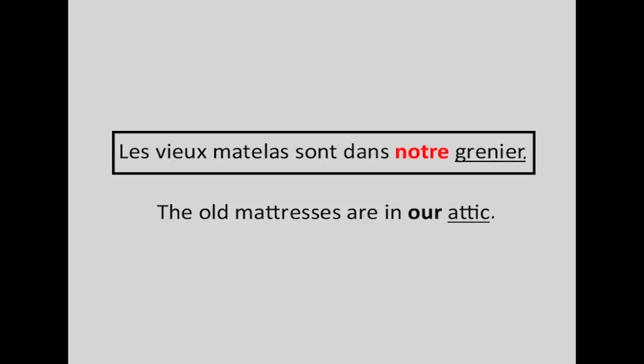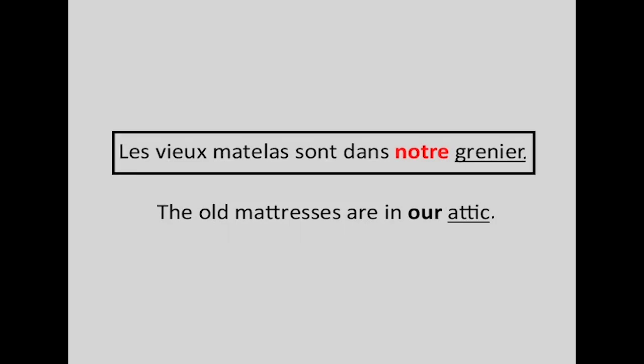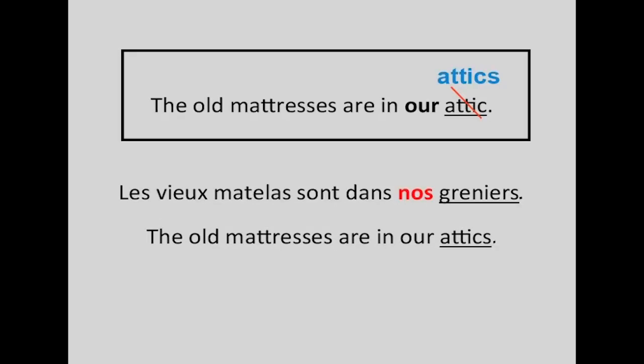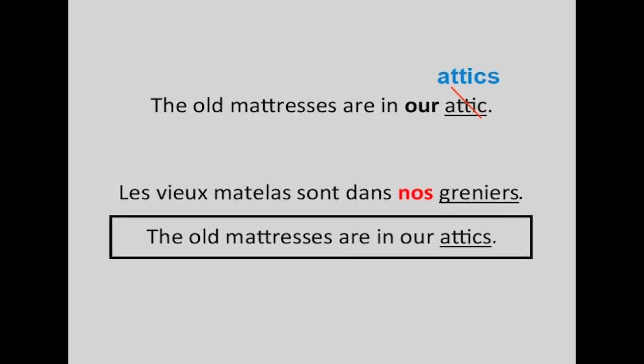And finally, the possessive adjective associated with the third and fourth person plural is completely different from the rest. Let me clarify this with examples. Les vieux matelas sont dans notre grenier. The old mattresses are in our attic. In this sentence, it is not important to know the gender of the noun that follows the possessive adjective notre. If we replace attic by attics, then the sentence would be Les vieux matelas sont dans nos greniers. The old mattresses are in our attics.